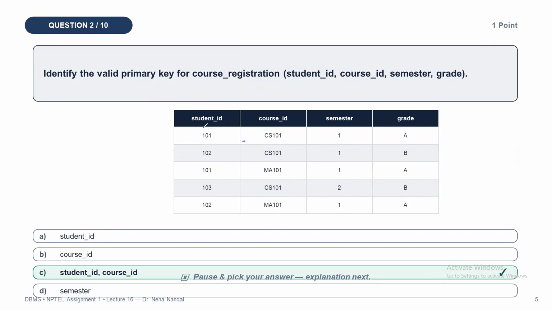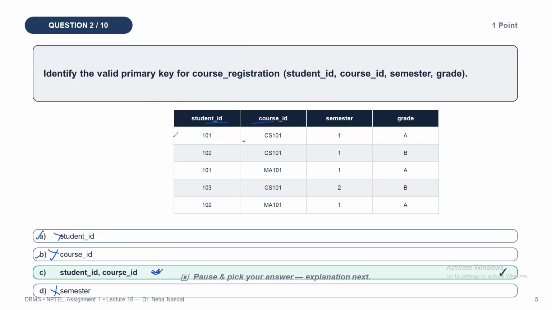So what we will do, let us check our options. Student ID cannot be an option, course ID cannot be an option, alone they cannot be, semester cannot. So we are only left with one option. In this way you can find your answer, but let us see the explanation. Student ID and course ID, let us take these two.